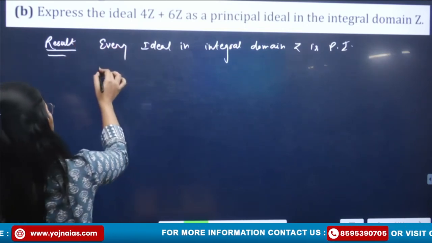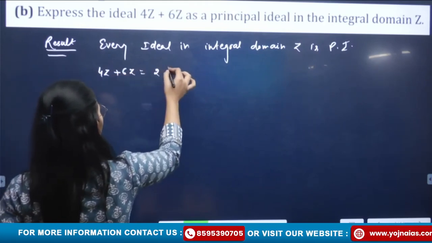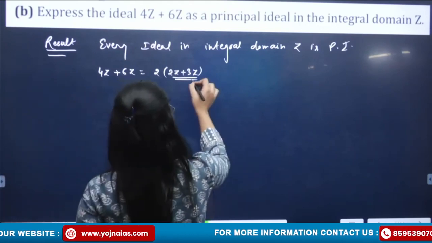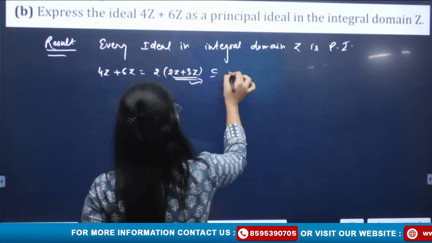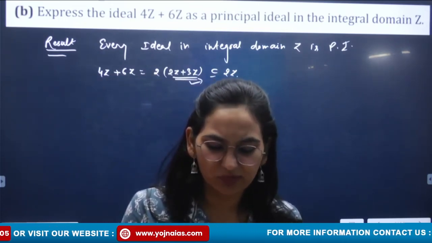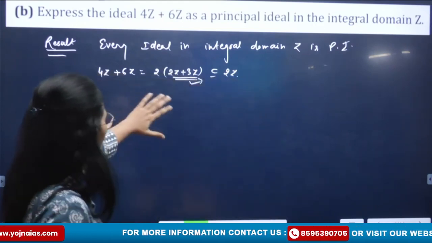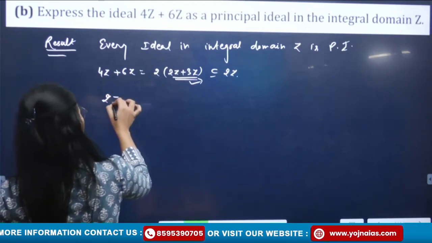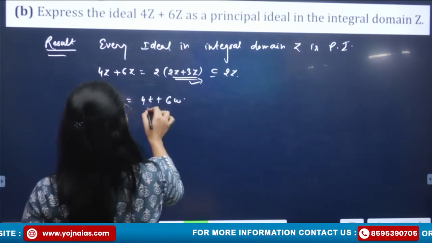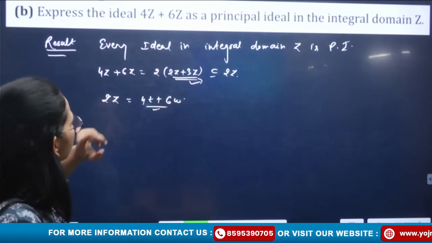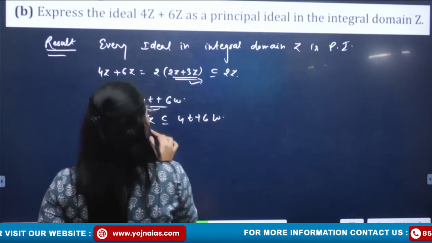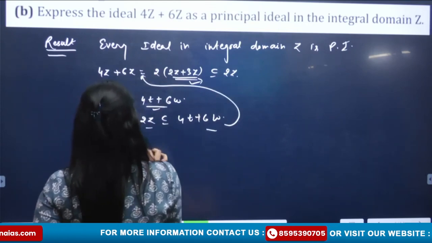So we need to express this in principal ideal form. Can we write 4Z plus 6Z as 2 times common, and then it is going to be 2Z plus 3Z. This is again one of the ideals, and this would form Z. So 4Z plus 6Z is contained in 2Z. This is how algebra works. In modern algebra, if you have not covered this, it will be covered after some time. Again, any element of 2Z can be written as 4t plus 6w, because we want to make it of that type. If all the elements can be written in this format, then 2Z is contained in 4Z plus 6Z. And that is why, both ways, one is contained in the other, and hence 4Z plus 6Z is equal to 2Z.